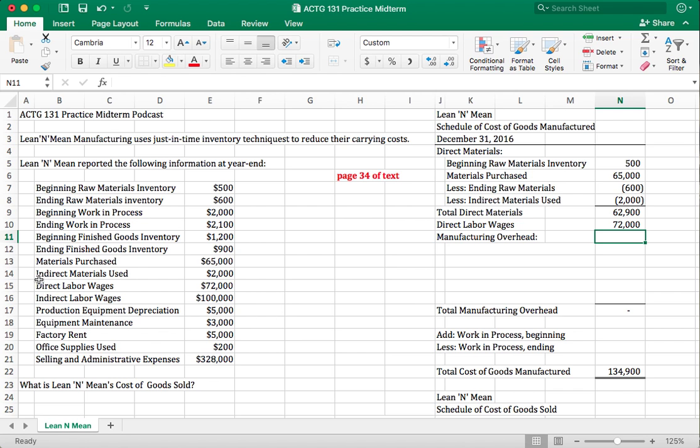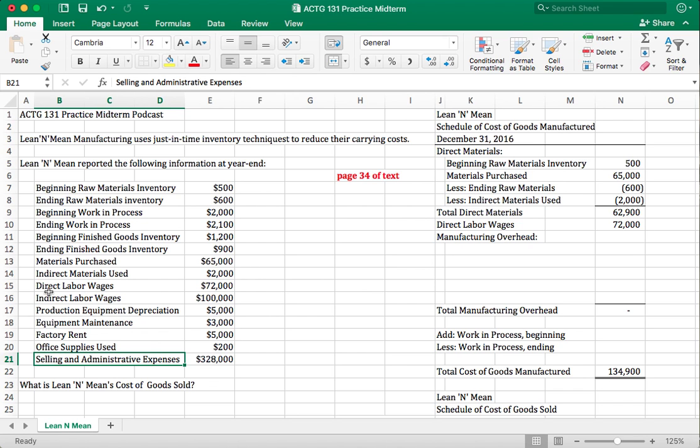So what's that? Well, it's the indirect materials, it's the indirect labor, and it's production equipment depreciation, equipment maintenance, and factory rent. How do I know this? Well, if it's a manufacturing company, generally it's a factory. That's one hint. It involves production, and that production involves equipment. Also, office supplies and selling and administrative are definitely not manufacturing.